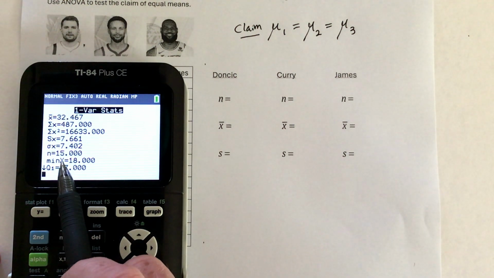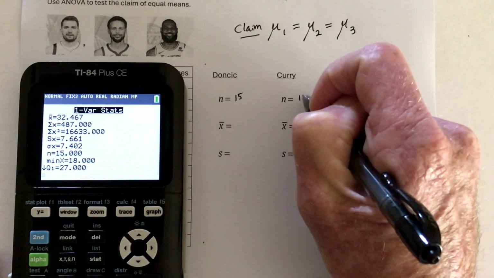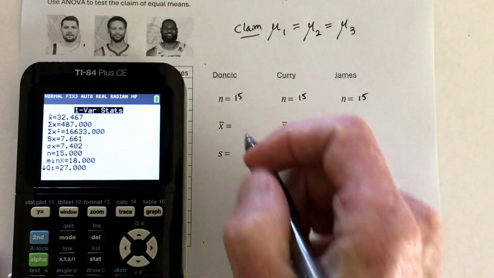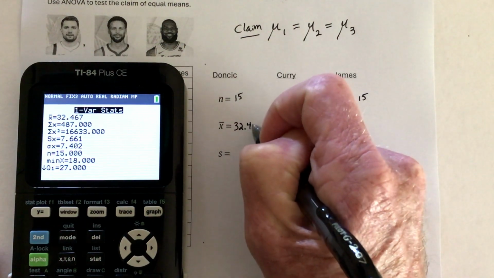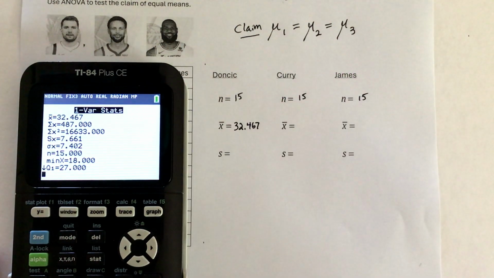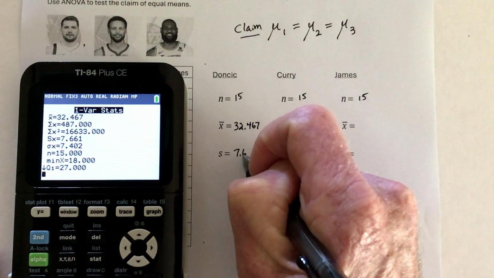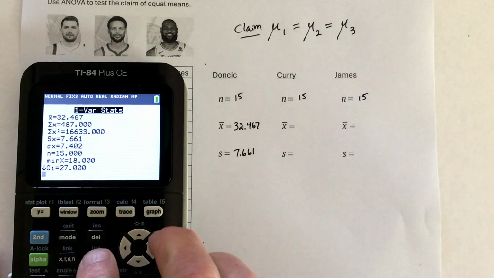So I chose 15 basketball games. And it's actually the same for all of them, 15 basketball games, so I can go ahead and put that. And then for Luka, it's an average of 32.467 points per game. And then the S equals 7.661. All right, move on to list 2.